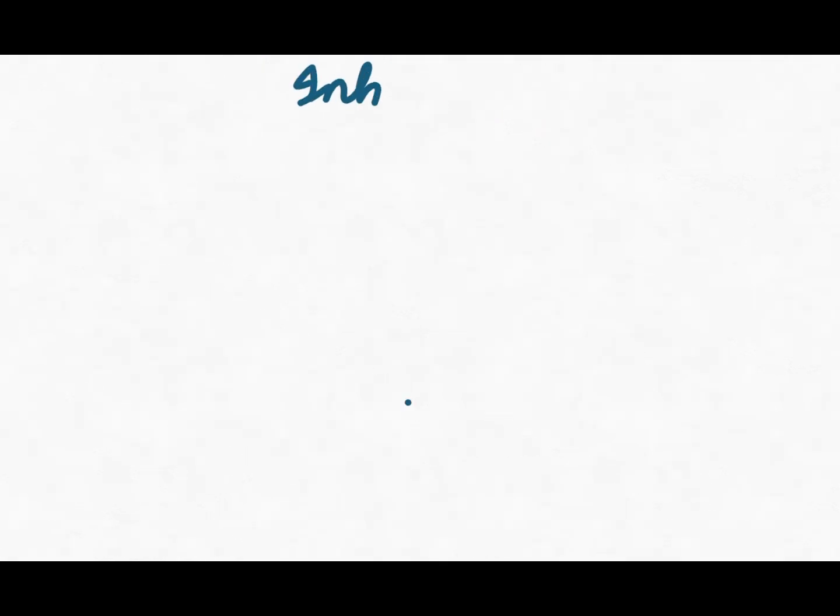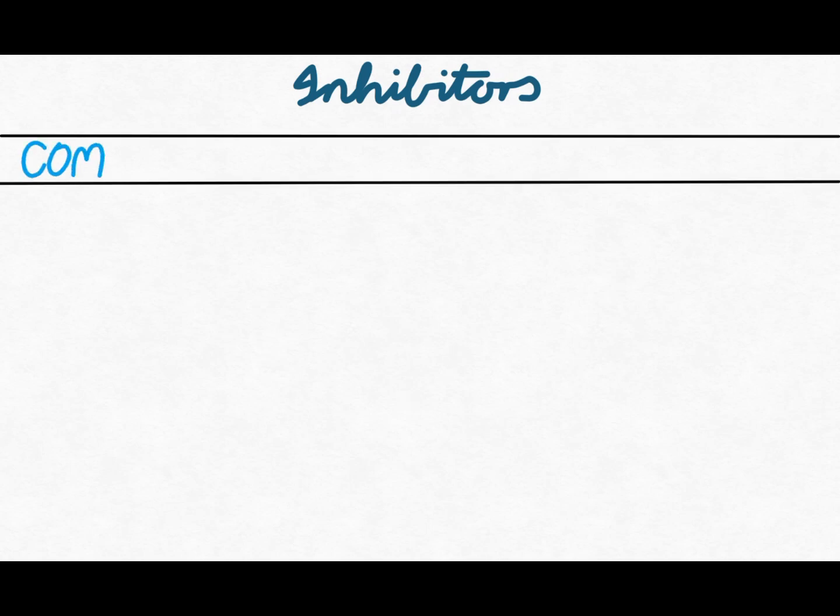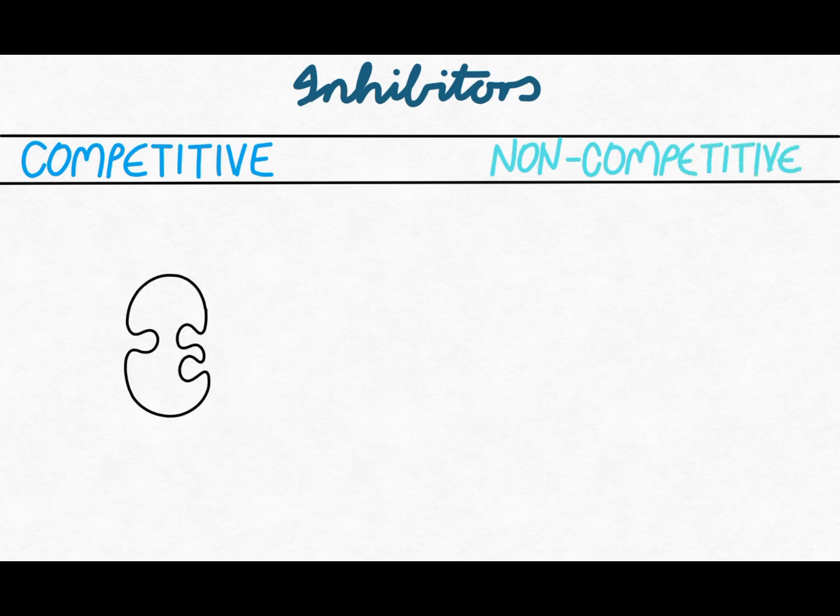Now, the last factor that can influence my rate of reaction is inhibitors, and we get two distinct types of inhibitors. We get competitive inhibitors and non-competitive inhibitors. Let's say we have an enzyme. So far, we've learned that an enzyme has a specific site called the active site where a substrate can bind to for the reaction to occur. But enzymes also have a different specific site called the allosteric site. This is where some inhibitors can bind.